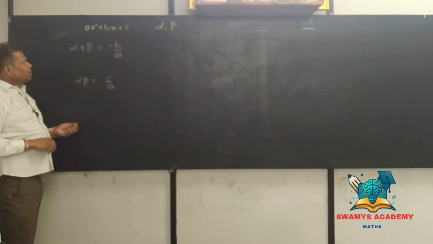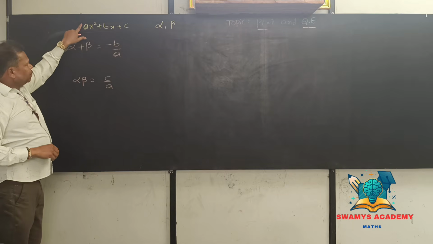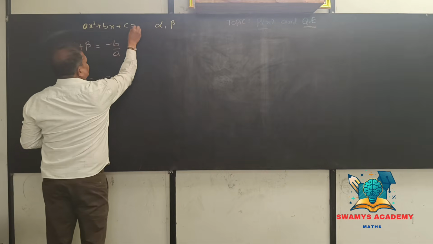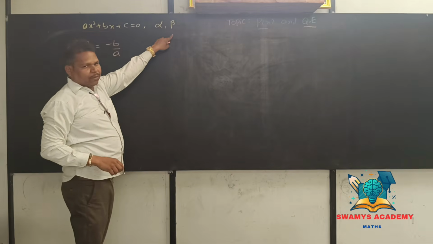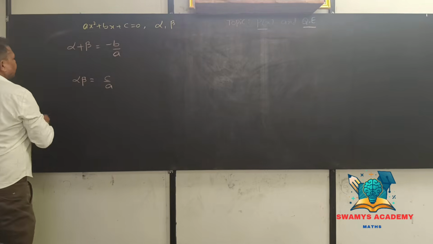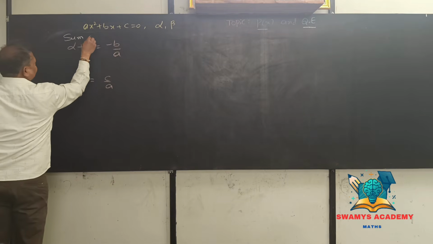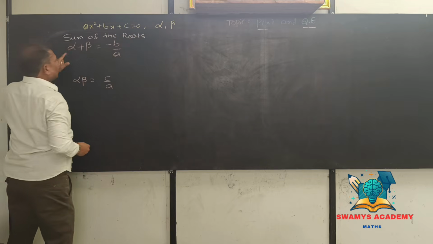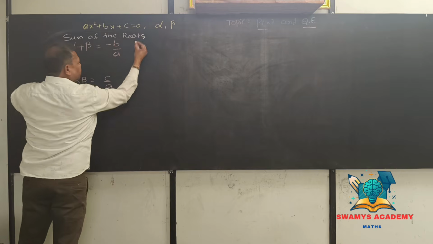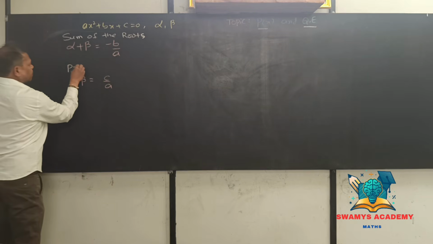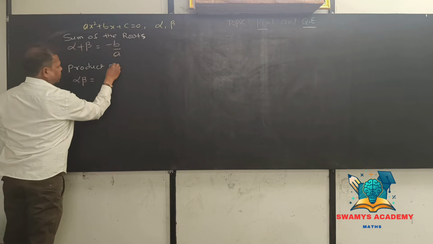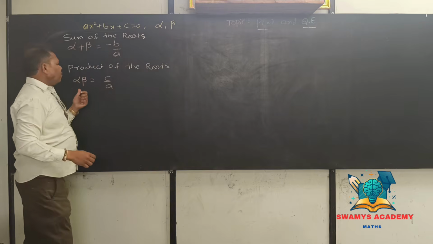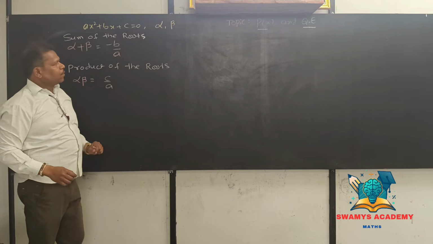This is a formula. So once again, the standard form of the quadratic equation is ax square plus bx plus c equals 0. In case the roots are alpha and beta, the sum of the roots formula is alpha plus beta equals minus b by a, and the product of the roots is alpha beta equals c by a. This is a formula.